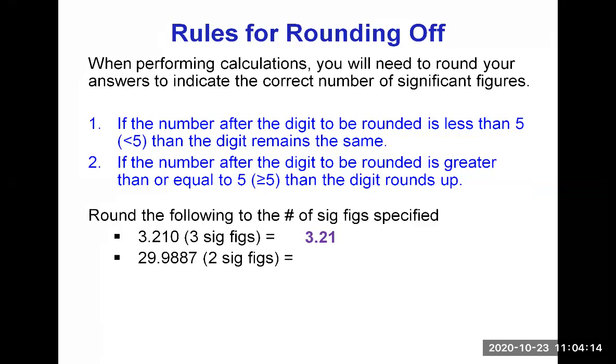29.9887. Let's round this to 2 significant figures. So you start counting from the left. The 2, the 9, and that's already 2 sig figs. What comes after the 9 is another 9. That's above 5, so you need to round up. So the 29 will have to be rounded up to 30. But to make it 2 significant figures, you need to show the decimal point, otherwise the 0 would not be significant. So this would be rounded as 30 with the decimal point shown.